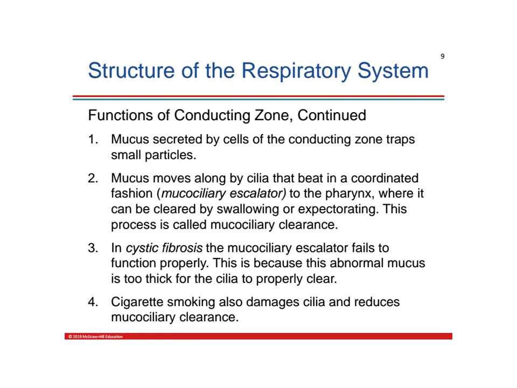Now, there are certain disease states that affect this escalator. In cystic fibrosis, the mucociliary escalator fails to function properly. And this is because in patients that have cystic fibrosis, there's abnormal mucus. It's too thick for the cilia to properly clear. Additionally, cigarette smoking can damage the cilia and reduce the mucociliary clearance.